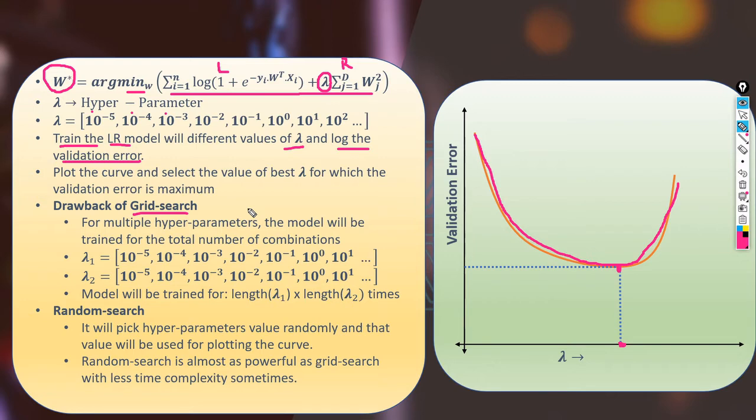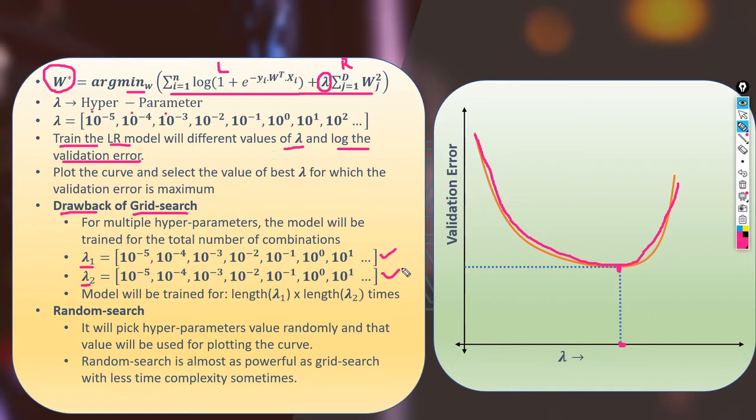Now there is a drawback of grid search. I have shown you that while using the elastic net regularizer, you have two hyperparameters, lambda 1 and lambda 2. So the number of hyperparameters is more than one. You have to tune lambda 1 and lambda 2 to get the best combination for which we get the lowest cross validation error. For that, for both lambda 1 and lambda 2, you have to specify a range of values.